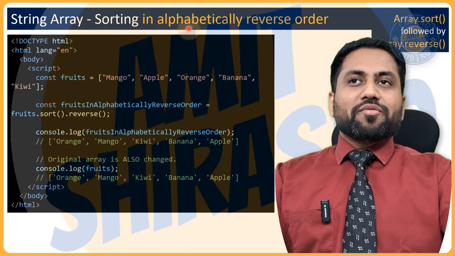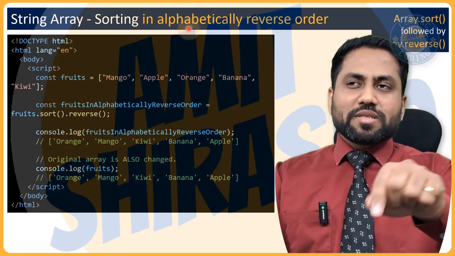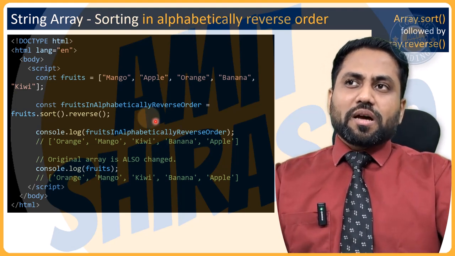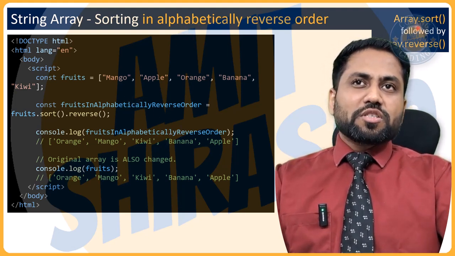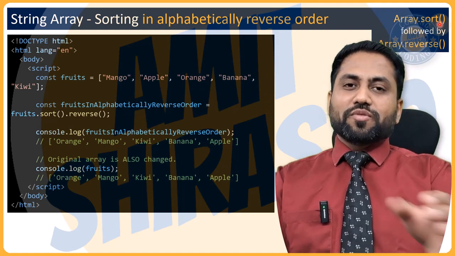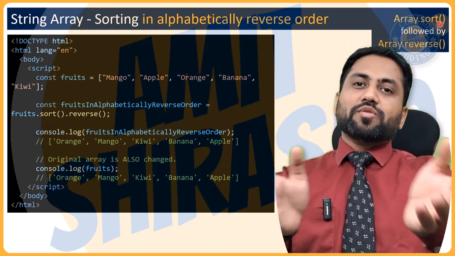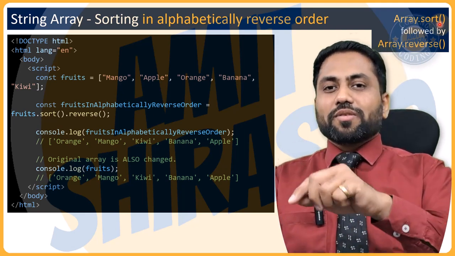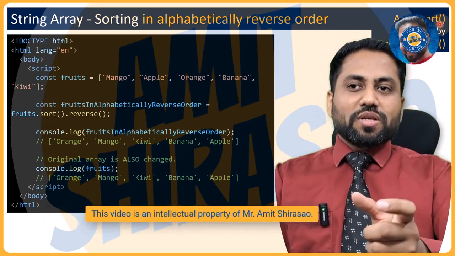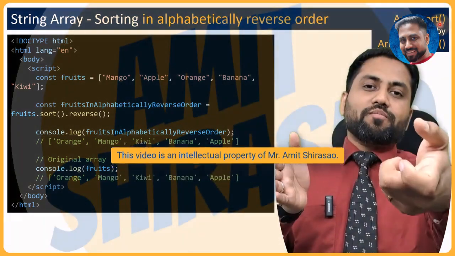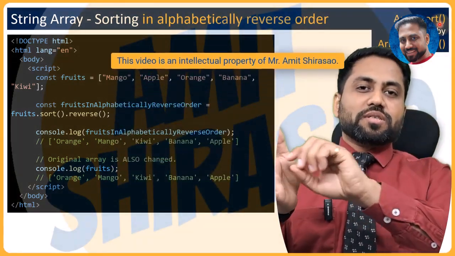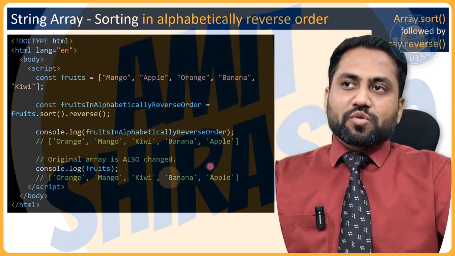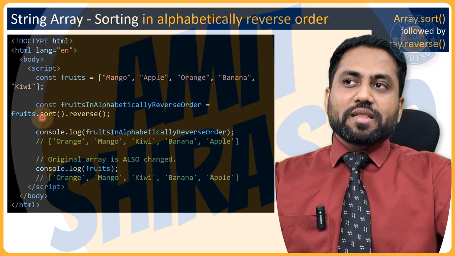Now sorting in alphabetically reverse order. So how will you do this? This can be a very nice interview question. So the way to do it is, you first use array dot sort. Okay, so it will be alphabetically sorted, and then you say array dot reverse. Reverse does not mean sort alphabetically in reverse order. No, reverse only means that whatever is the array, make the last element the first element, make the first element the last element, and so on and so forth. So first you have to sort it alphabetically, and then you have to reverse it.